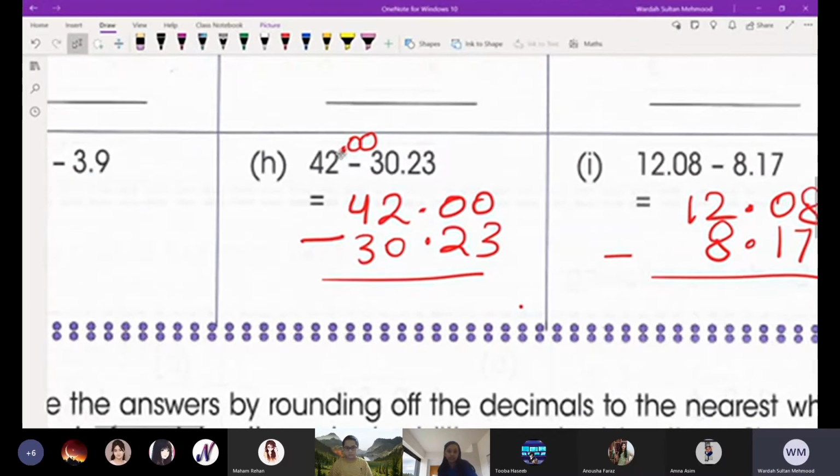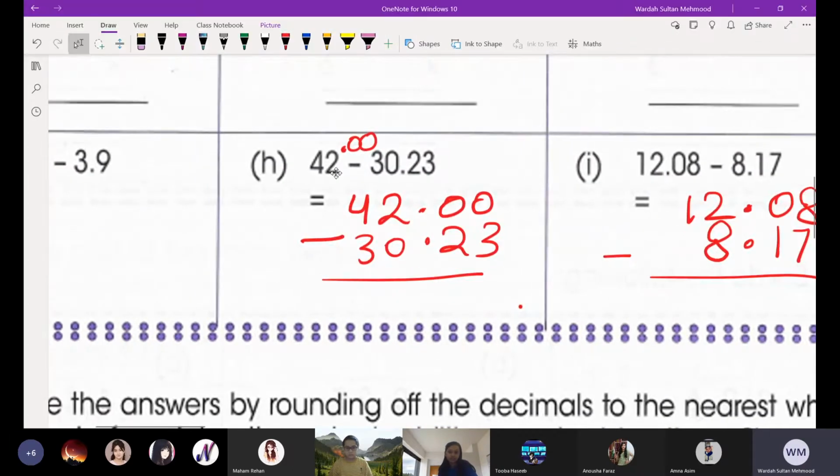Wherever you have only a whole number, for example 42, you have to make it decimal by putting 0.00. You can write either 0.0 or 0.00. It depends on the other number. For example, 30.23, you have 2 decimal places here, so you're going to put 2 zeros here. If you have 1 decimal place here, you will just put 1 zero. Doesn't matter how many zeros you're putting.